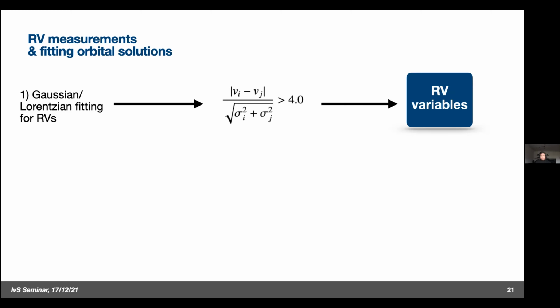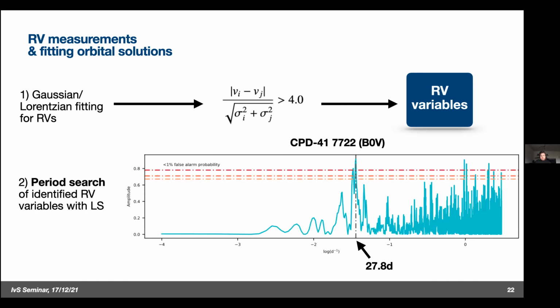So stars are identified as significantly radial velocity variable if any pair of them satisfies this 4 sigma variability criterion. Now we have a subsample of these stars that is radial velocity variable. Then we search for periods in the radial velocities of this subsample, using a Lomb-Scargle periodogram. You can see here, for example, in this B0 dwarf, a period of about 27.8 days.